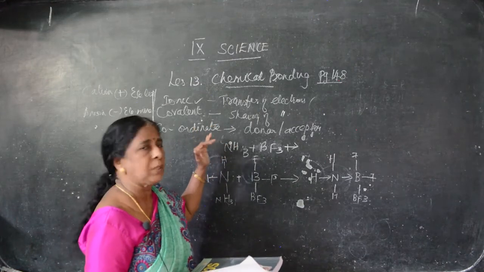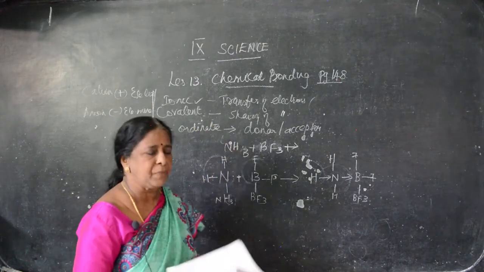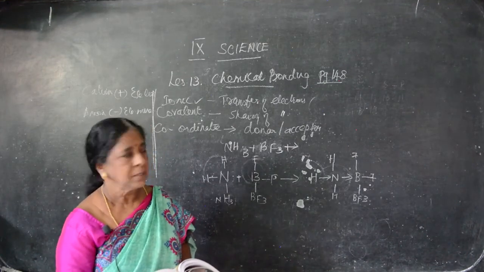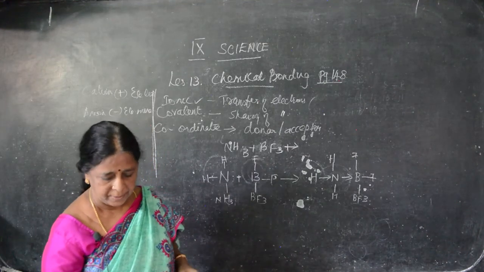Why does this coordinate covalent compound exist? Because of Fajans's rule. Now we have to go for oxidation and reduction. Okay, let me continue in the next class, children. Thank you.